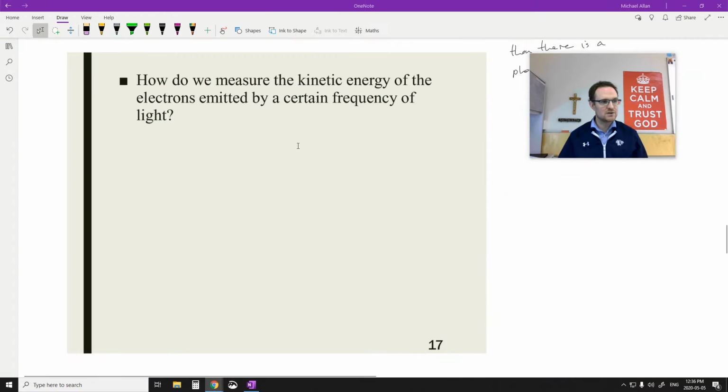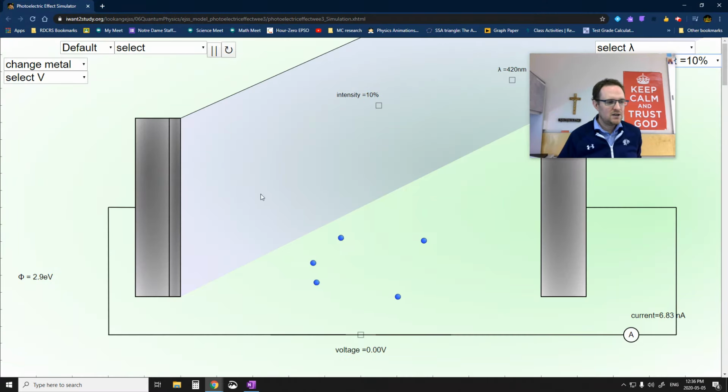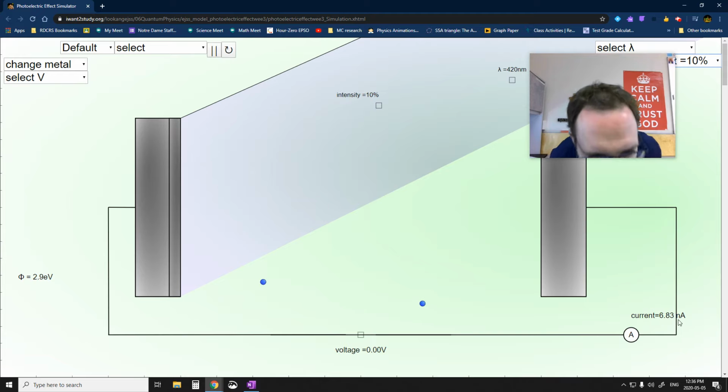So how do we measure that kinetic energy? Well, what we can do, like in the simulation here, is change the voltage on these plates. You can see right now in the bottom corner, there's current, 6.83 milliamps of current. I think that's a milliamp or a nanoamp or something. Okay, so I can change this voltage here.